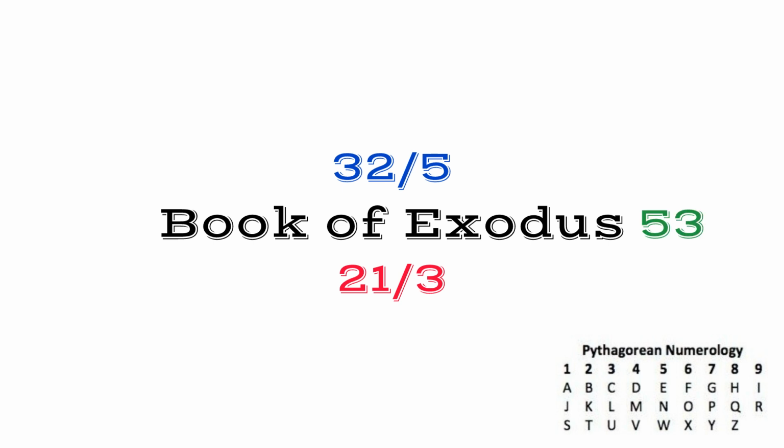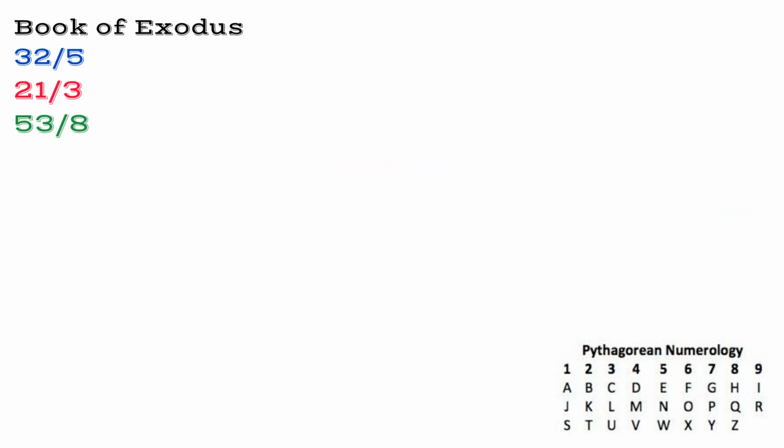Okay, let's get started. When we take the book of Exodus and separate the numerical values of the vowels, aka the soul number, we get a 32, which reduces to a 5. And for the consonants, aka the personality number, we get a 21, which reduces to a 3. And when we add both of these digits together, we get the expression number, which is a 53, reducing to an 8. So we have a 5, 3, and an 8 as our core numbers. Now for the fun part.